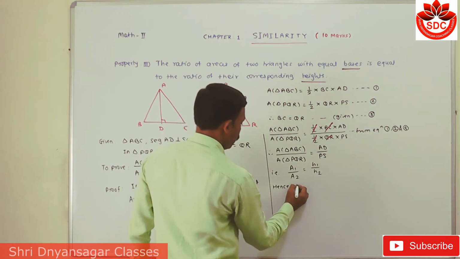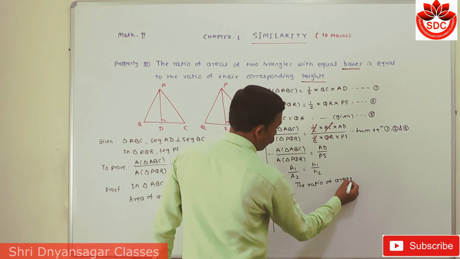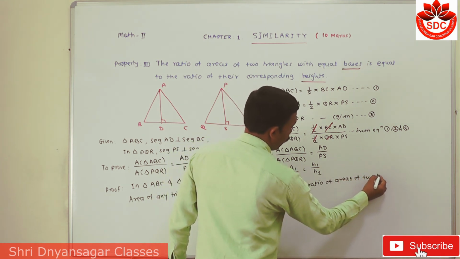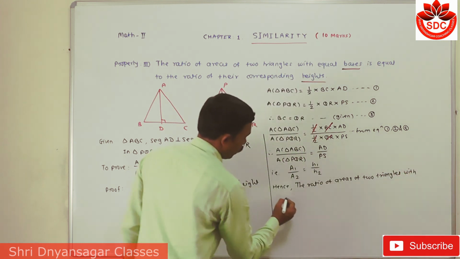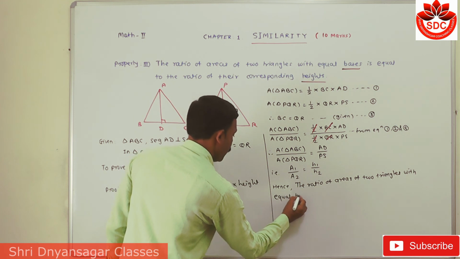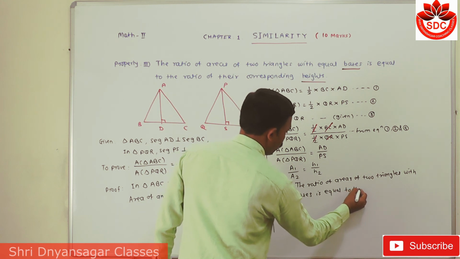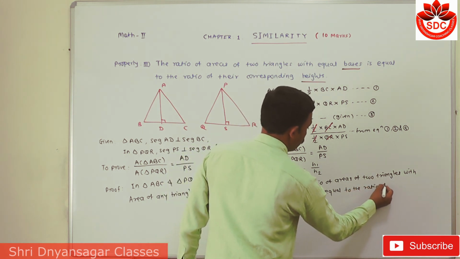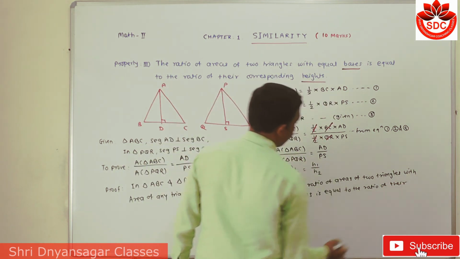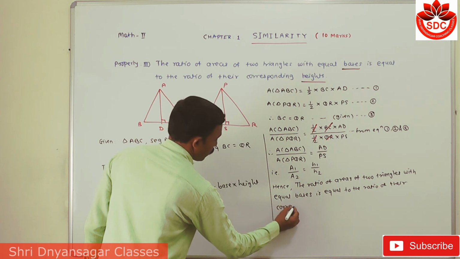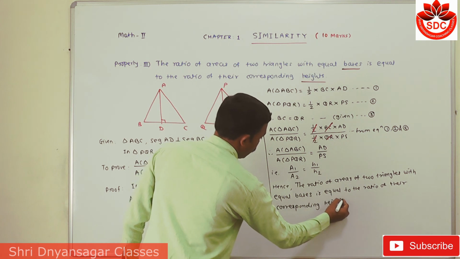Hence the ratio of areas of two triangles with equal bases is equal to the ratio of their corresponding heights. Student, can you understand this third property?